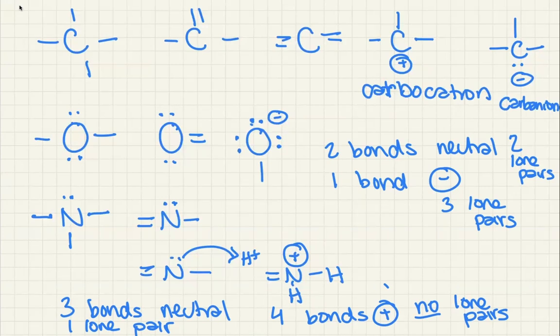In terms of naming, if we have a nitrogen that's forming single bonds to either carbon or hydrogen, we're going to call this an amine group. If it has a double bond, then it's called an imine. And so you might see those terms used.